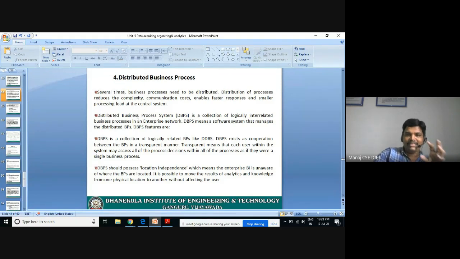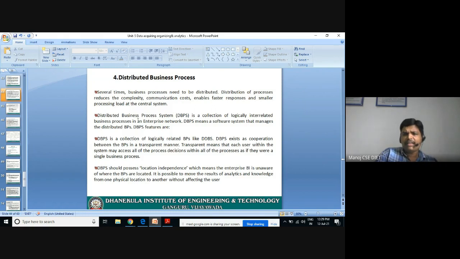So what does it consist of? It is a collection of logically interrelated business processes in an enterprise network. We call it a business or we call it an enterprise. In our business network, there might be a number of business processes internally that should be logically interrelated. Then only can I group them together, distribute them, and make them a collection. Am I right? So such logically interrelated business processes regarding my business network, my enterprise network, I can make as a collection. That collection here is called DBPS.